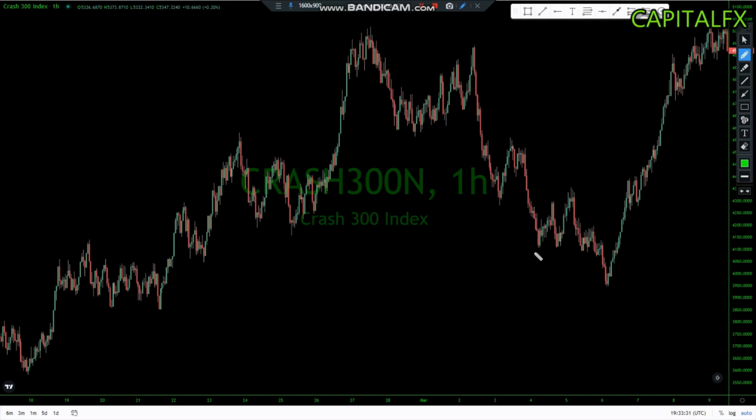Number 4 is piercing and dark cloud cover. So what is piercing? Piercing is among the group of bullish candlesticks. You can do some research if you don't understand what I mean by piercing, because it's not as popular as engulfing, harami or shooting star, all these things.